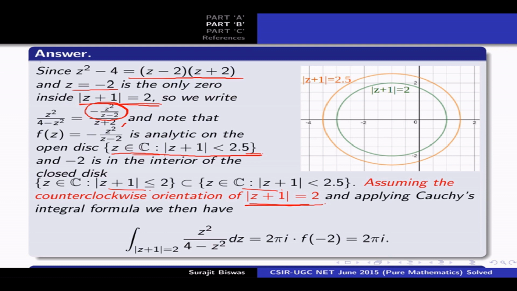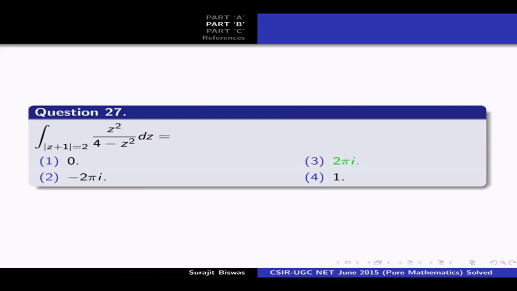Okay, so assuming the counterclockwise orientation of this given circle and applying Cauchy's integral formula, we then have this integration equal to 2πi times f(−2), and that would give us 2πi. Okay, so the correct option here is this.